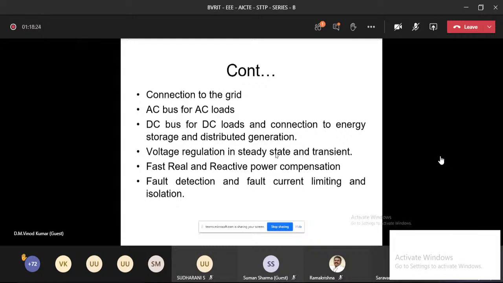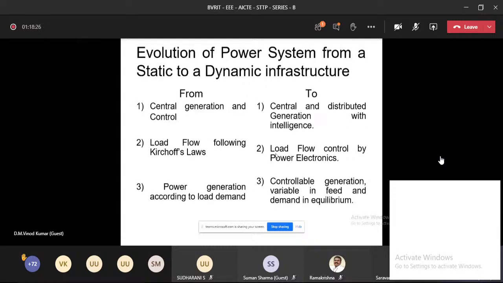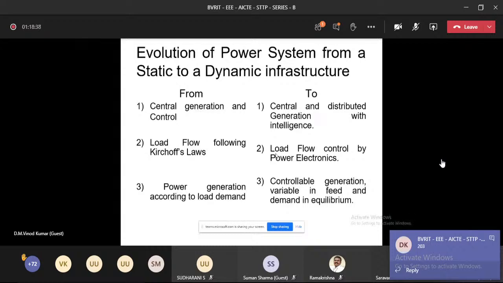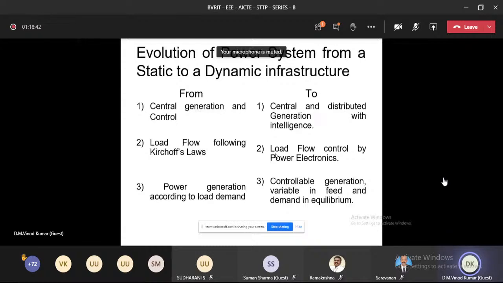Okay, if you see where we are going, previously it was central generation and control. At present we have central and distributed generation with intelligence, because as of today, most houses also have solar power. Therefore, it is distributed generation. And load flow follows Kirchhoff's laws, load flow is controlled by power electronics, and power generation is according to load demand.